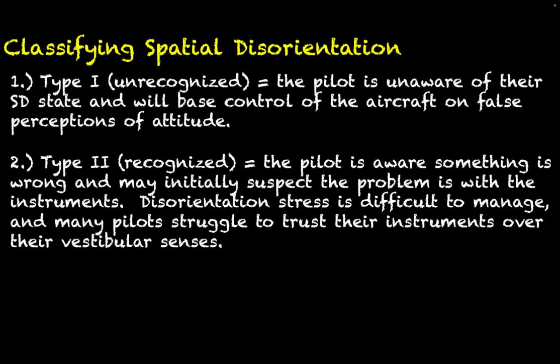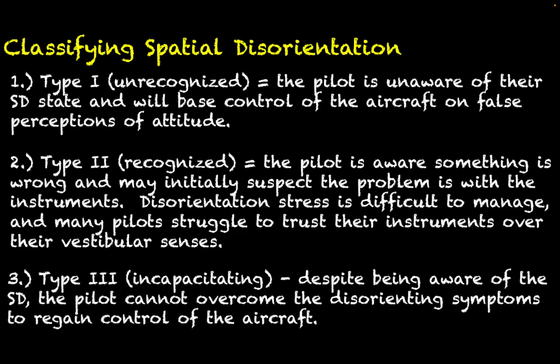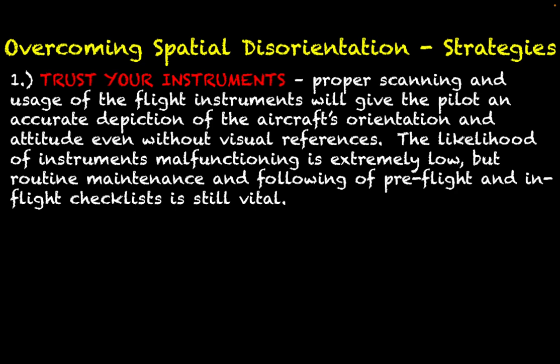Disorientation stress can be difficult to manage, and many pilots can struggle to trust their instruments over their vestibular senses, even though the vestibular senses are much more likely to be fooled. And then finally, you have type 3 or incapacitating spatial disorientation. In this case, despite the pilot being aware of the disorientation, they cannot overcome those disorienting symptoms to regain control of the aircraft. That may sound like a really big problem, but we will talk about that when we talk about strategies for overcoming spatial disorientation right now.